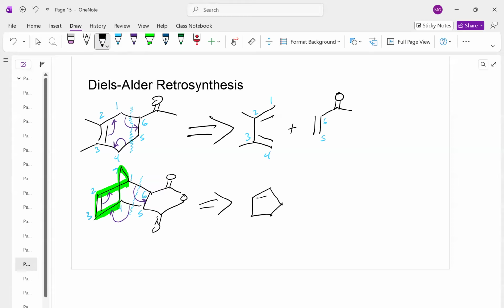So my diene will be part of a 5-membered ring. And this will be my dienophile. So here's 1, 2, 3, 4, and 5, and 6, and there is number 7. All right, so you should be able to go backwards as well. If I give you the target of a Diels-Alder reaction, you should be able to imagine what the reactants started out as.